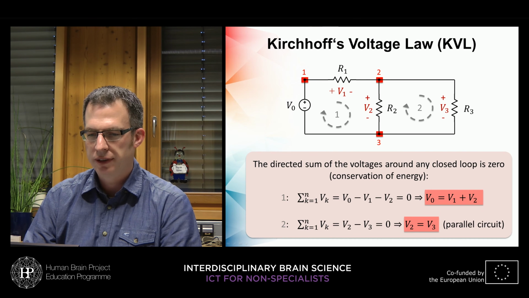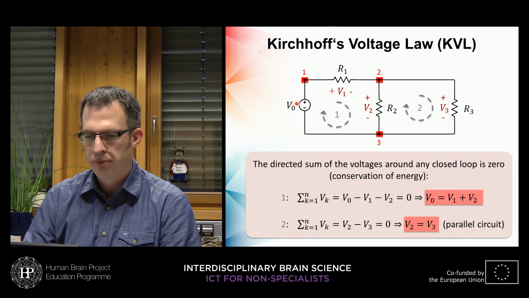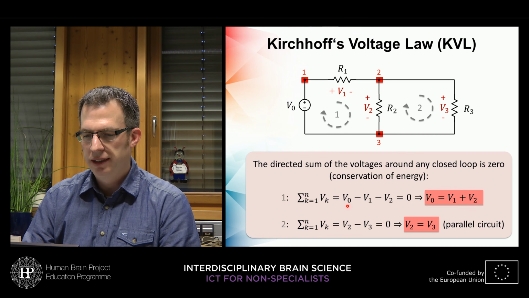So let's start at the first loop. The rule says that the sum over all voltages needs to be 0. So we start at V0 and we go along that direction. So we have a positive voltage V0. And then the voltage across R1 is a negative one because we start at plus and end at minus here. Same is true for the voltage across R2. So we start at plus and end at minus here. So we have a sum that is V0 minus V1 minus V2. That should be 0 in the end.